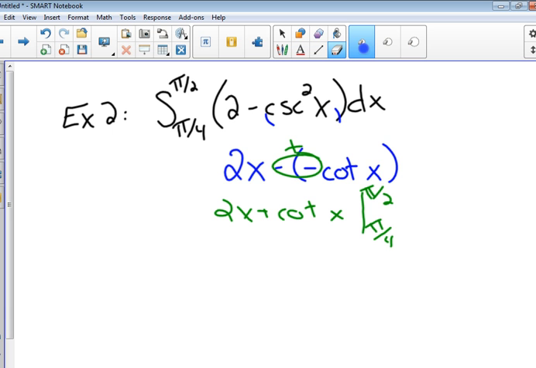So instead of putting like pi over 2 times the 90, so we plug it in for x. The same thing with your pi over 4, or you can do 45 if you want.